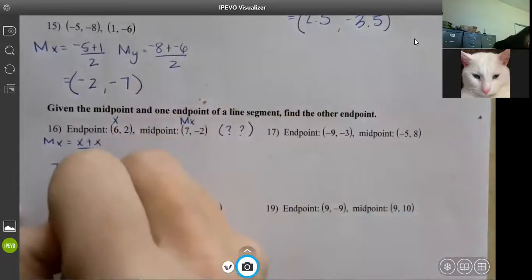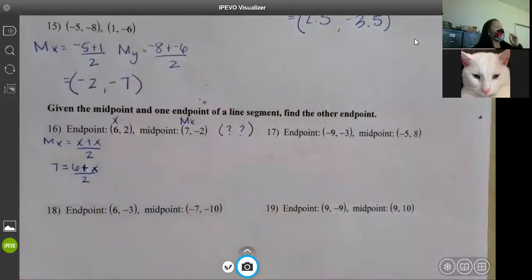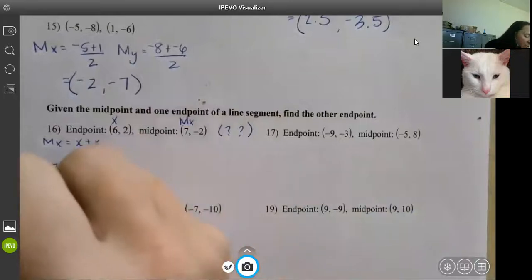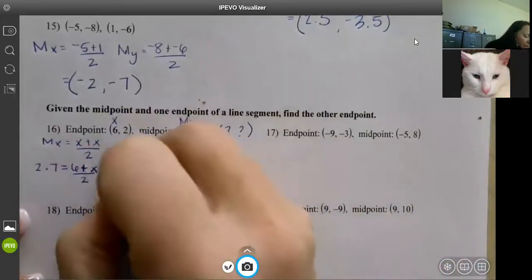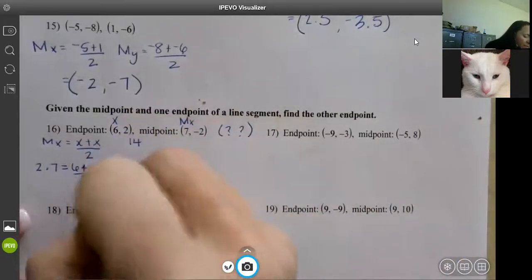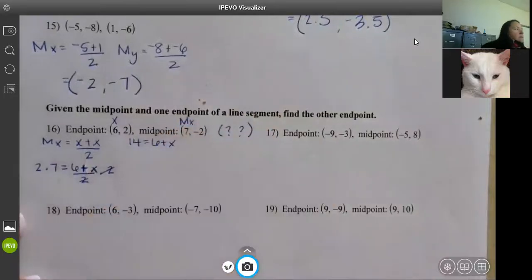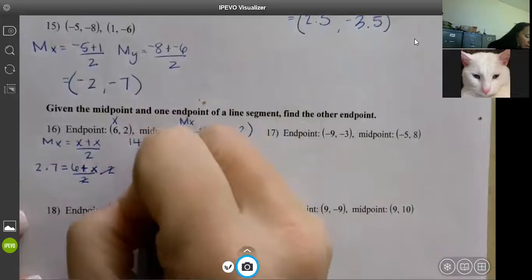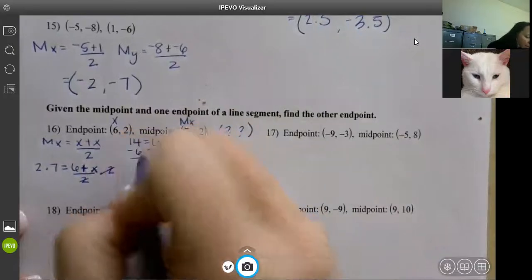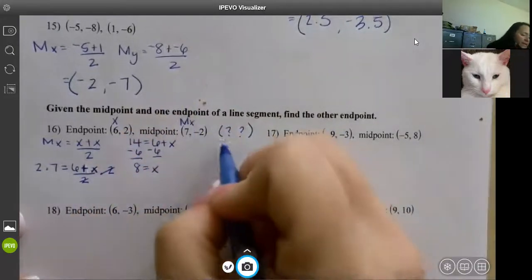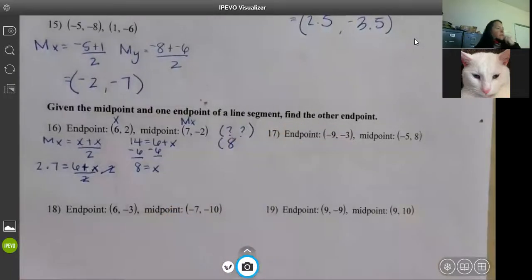We don't know our other x, so we leave that, but we know that we divide by 2. So this is how you solve it. We need to get rid of that 2, so we multiply it. We get 14 equals 6 plus x. This is regular algebra you guys have been doing since day 1. And then we subtract 6. We got to get rid of that 6. So 14 minus 6 is 8. So your x coordinate is 8.